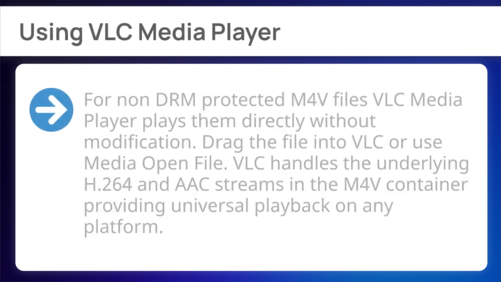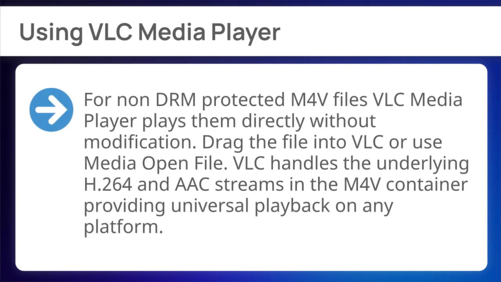Next, using VLC Media Player. For non-DRM protected M4V files, VLC Media Player plays them directly without modification. Drag the file into VLC or use Media, Open File. VLC handles the underlying H.264 and AAC streams in the M4V container, providing universal playback on any platform.